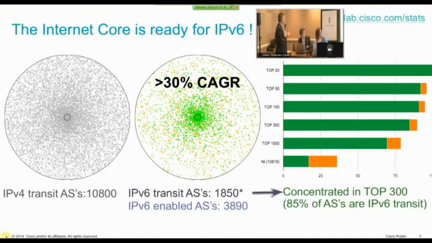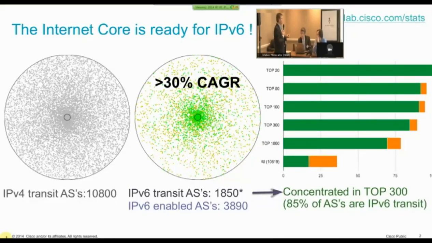As one would expect, but I think it's good information to have: the top 300 transit ASs in the world, in terms of their importance, not in terms of traffic that they carry, but in terms of the importance for the transit system, are actually enabled with IPv6 and provide transit service to downstream ASs as well, right? So it's 85% of the top 300.